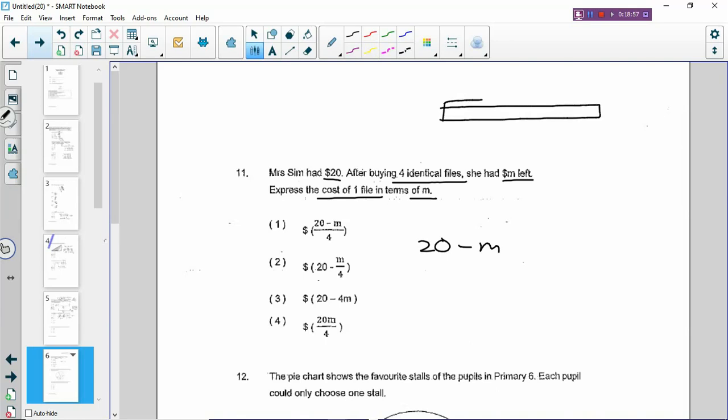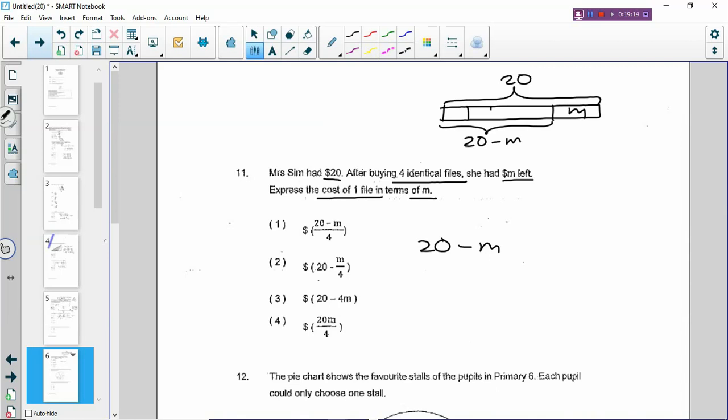So this is your $20. Okay, let me just show the model, then you can see how I get the answer. And then she spent some money and now she has M left, right? Alright, so can you find how much did she spend over here? That must be 20 minus M, right? To get the money she spent.